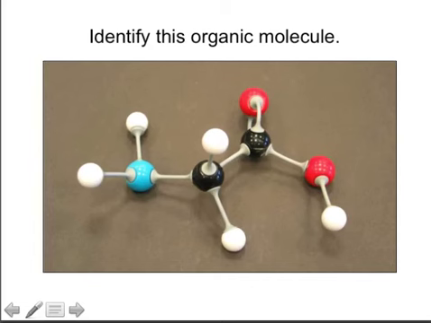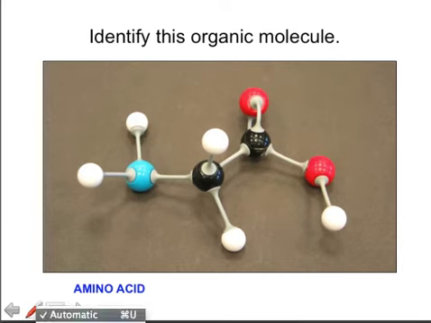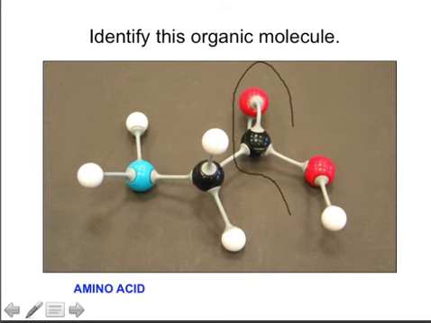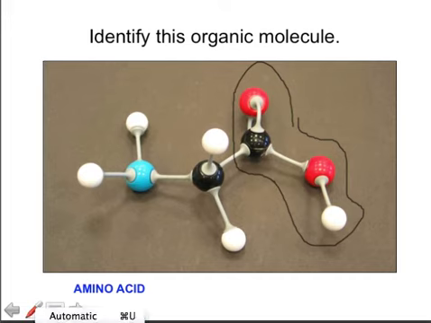Okay, moving on. What kind of organic molecule is this? This is an amino acid. Why is it called an amino acid? Well, because it has an acid group and an amino group. The acid group is this guy right here, the carboxylic acid cluster, C double bond O, OH. And the amino group is here on the back end. That's the amino group.